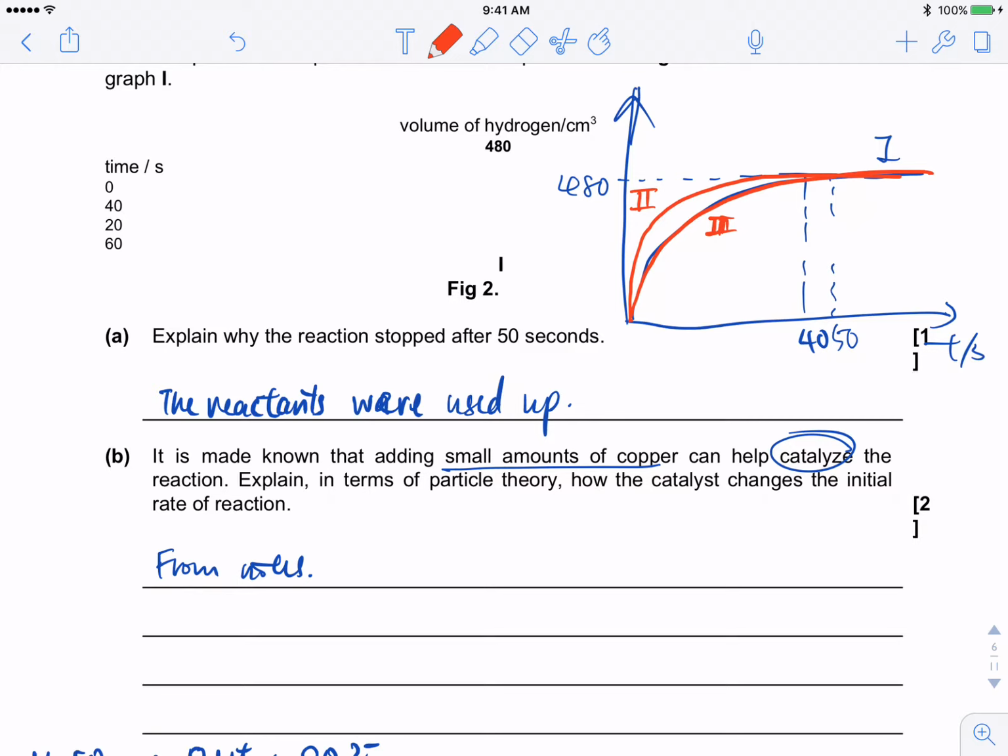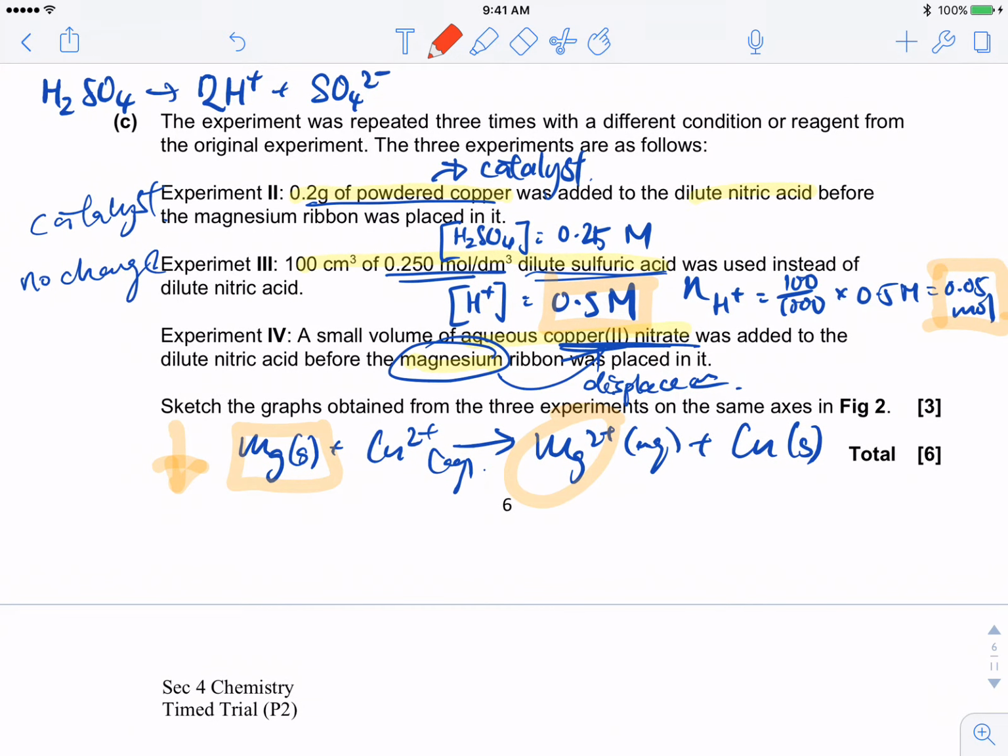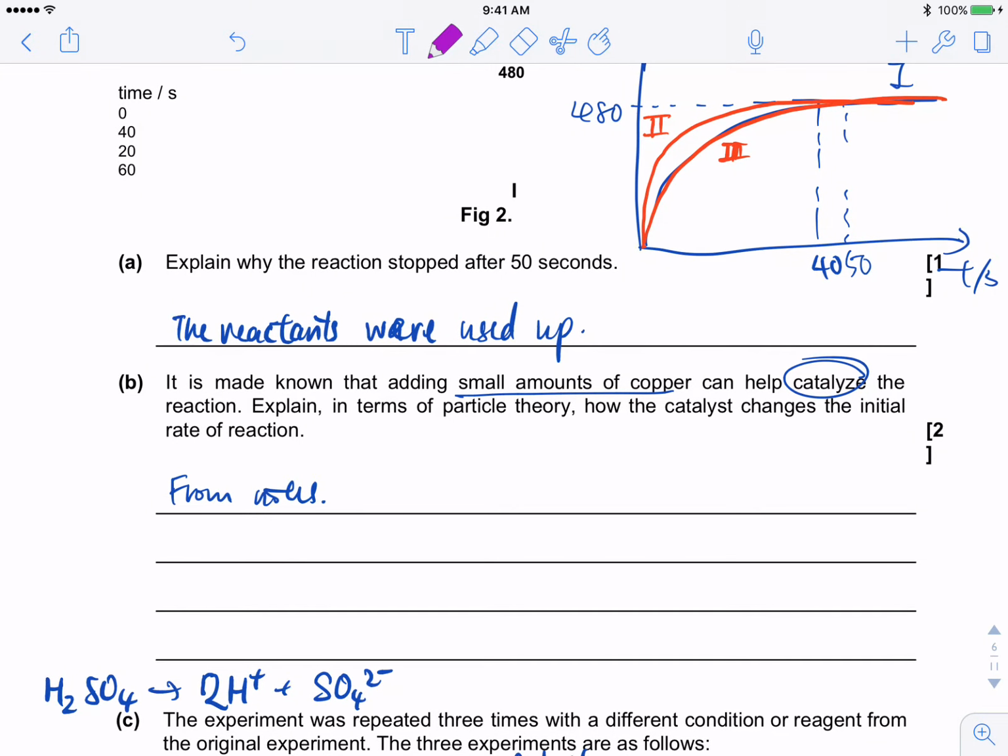So 3. Lastly, we actually use up more magnesium. So not only should it be slower, it should end off at a different level. Okay, so this will be 4.